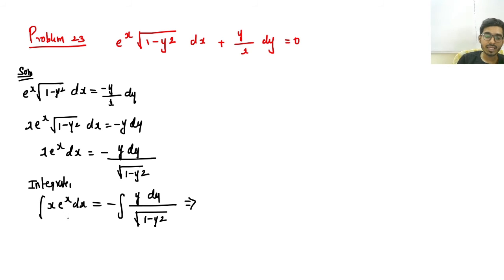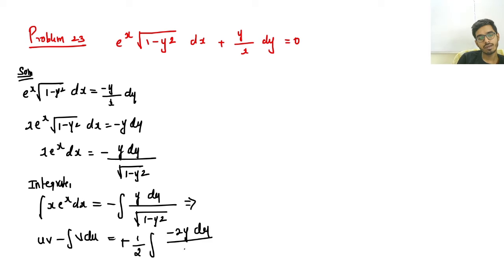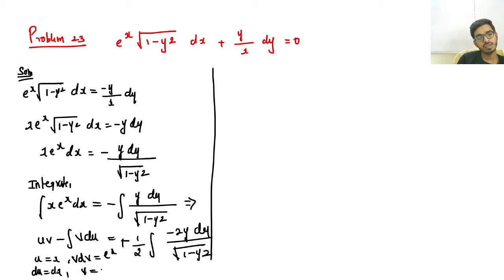So you just need to apply the uv method, right? So let us take u to be equal to x, v to be equal to e power x. It will be uv minus integral v du. And I'm going to divide by 2 and write plus here, and I'm going to write this as minus 2y dy divided by root of 1 minus y square, right? So this will be equal to, here my u is x, dv is e power x. So that means my du is equal to dx, my v is e power x again, right? So apply the formula uv minus integral v du.